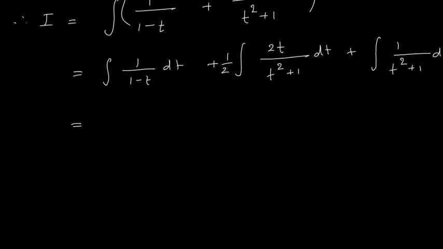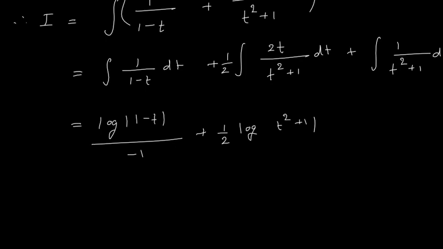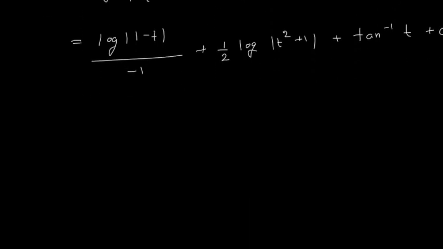So here we integrate and we will get log of 1 minus t, divided by the coefficient of t, which is minus 1, plus here I have 1 upon 2 log of t square plus 1, plus here I have tan inverse t. I hope now you know all the formulas very well.